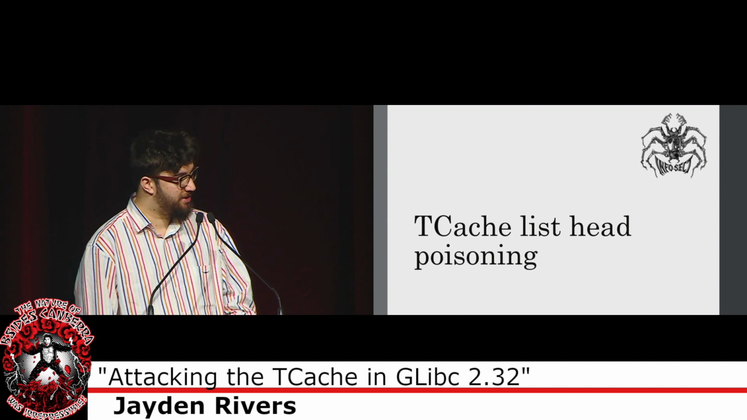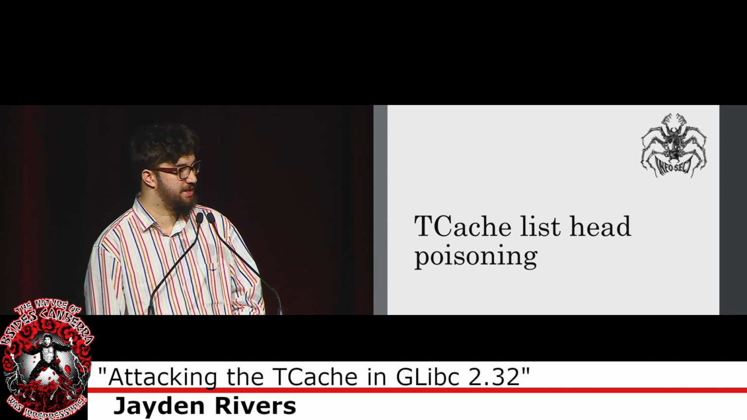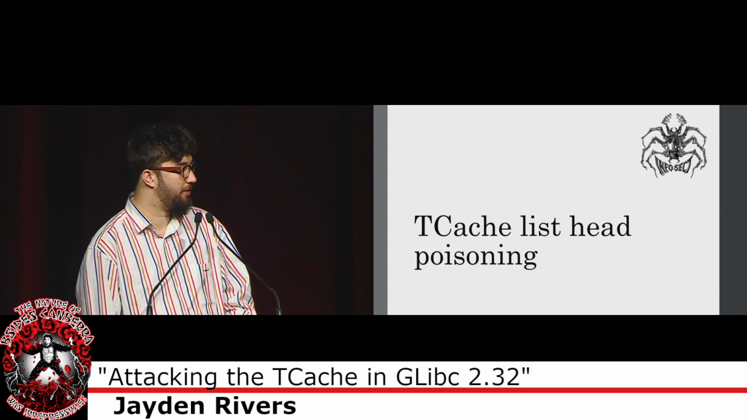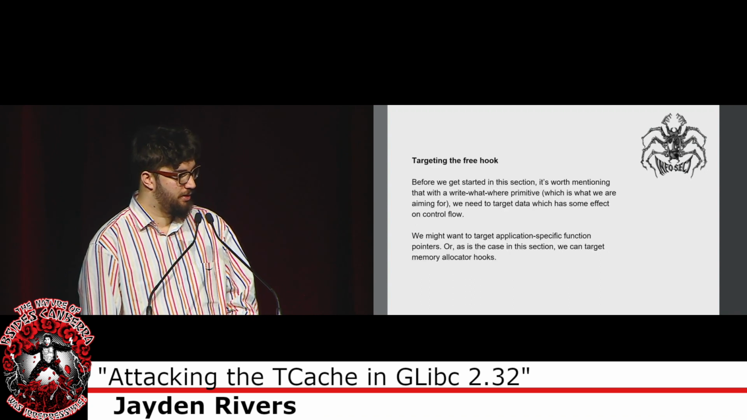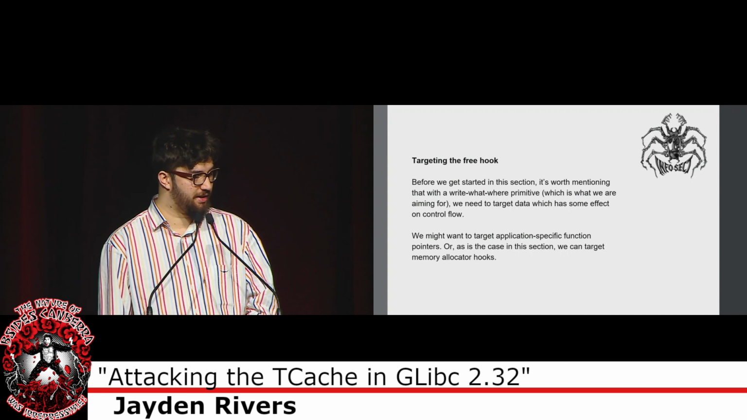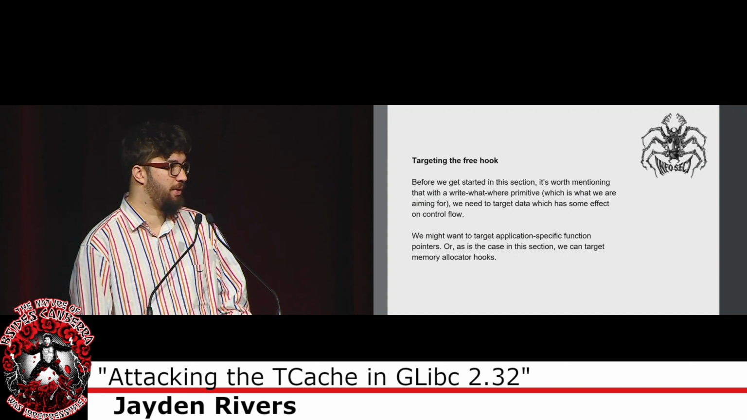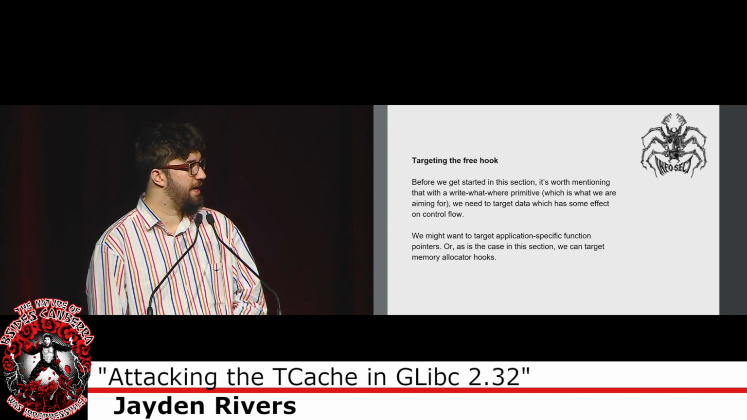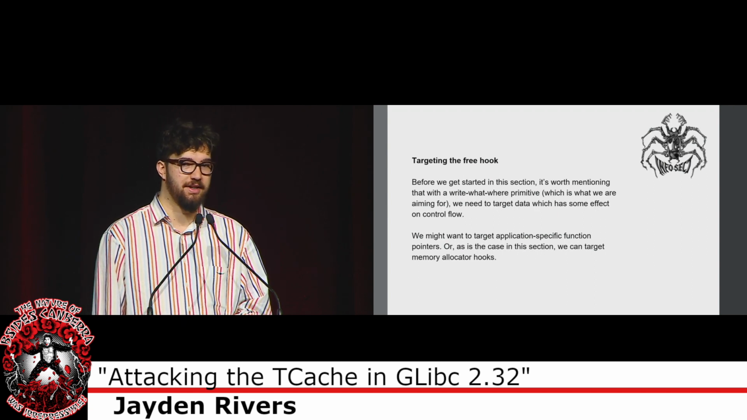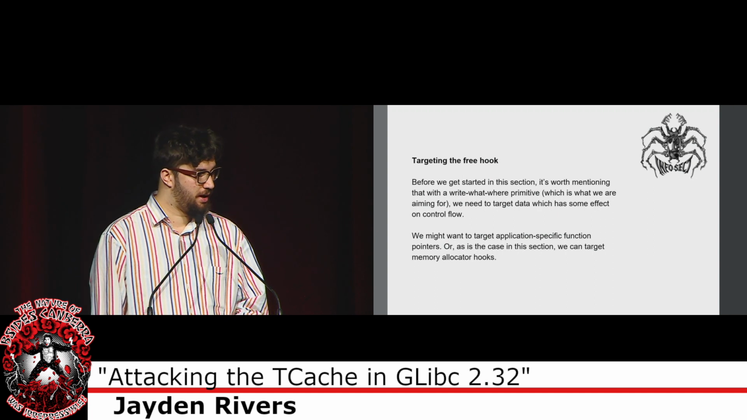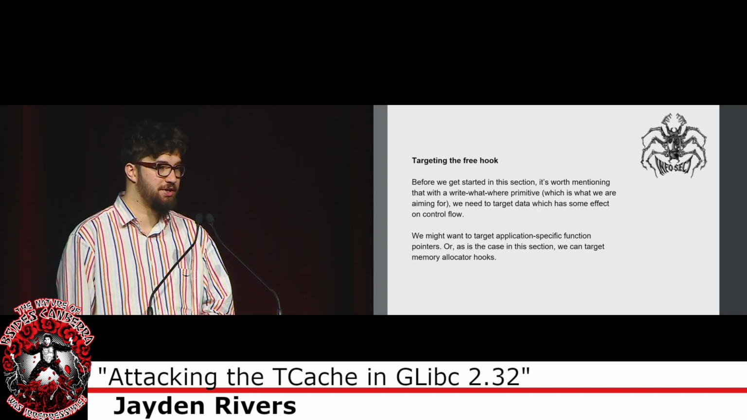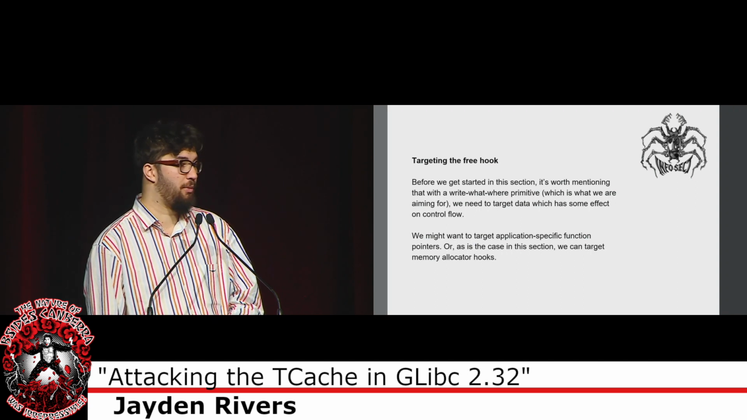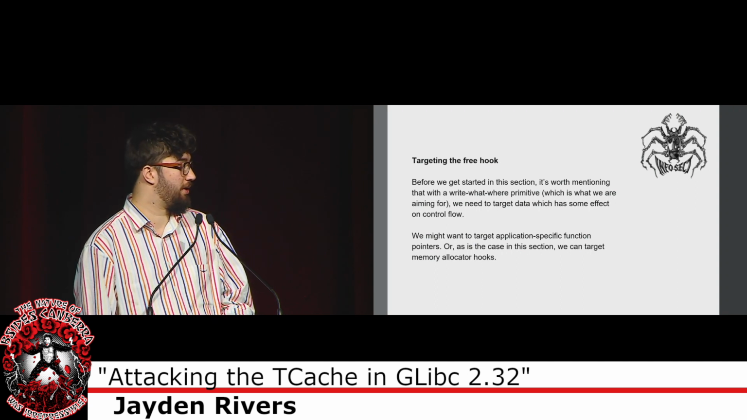So what can we actually do with this information in order to attack safe linking? We can do Tcache list head poisoning. But before we get started in this section, I think it's worth mentioning that with the write what where primitive, which is what we're aiming for, we need to target data which has some effect on control flow. We might want to target application-specific function pointers, or as in the case in this section, we can target the memory allocator hooks, in particular the free hook.